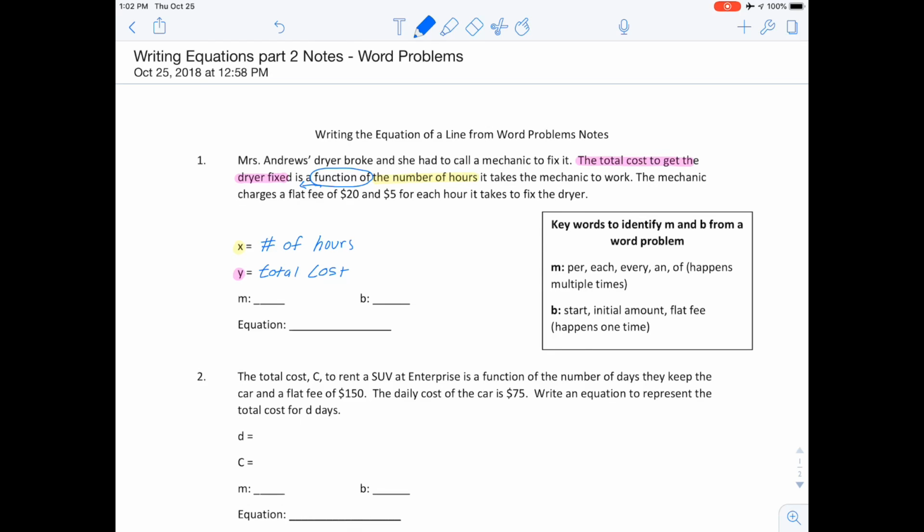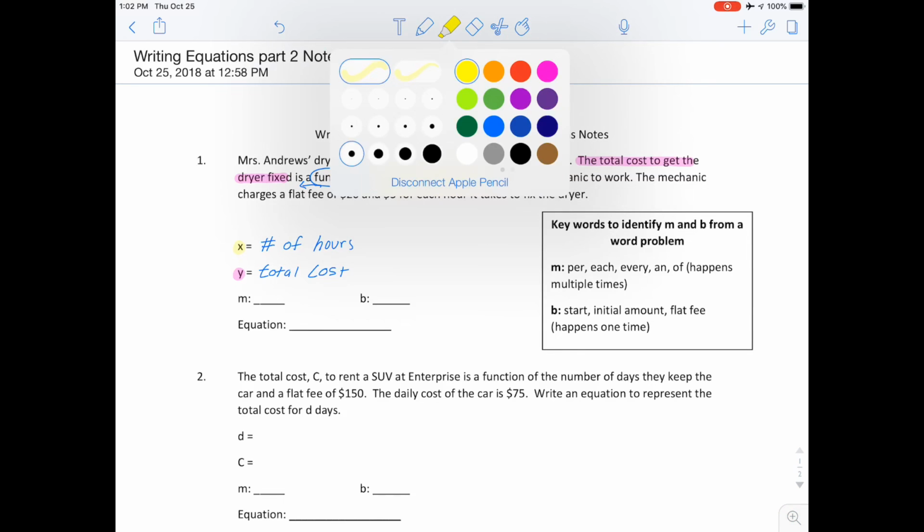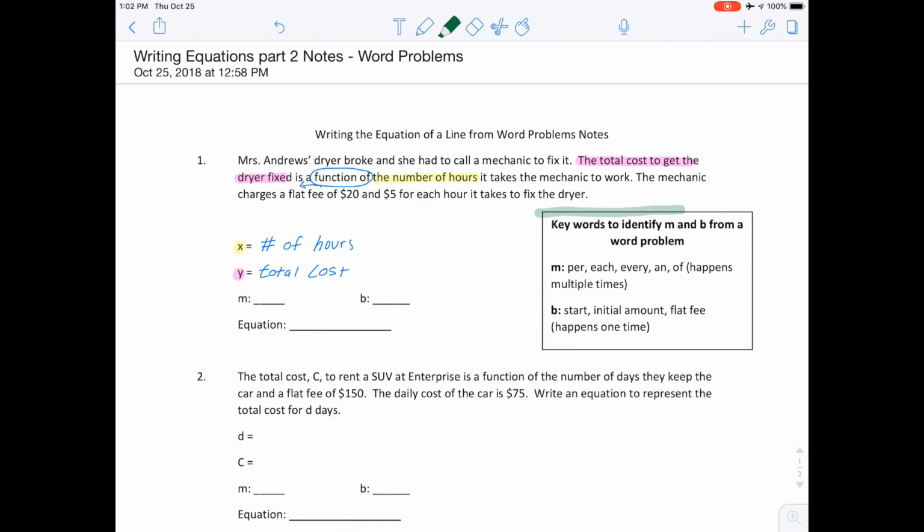Okay? All right, so now in order to write my equation, I do need to find out what m and b are. So m is my slope, b is my y-intercept. All right, so I'm going to read the rest of the problem. It says the mechanic charges a flat fee of $20 and $5 for each hour it takes to fix the dryer. So when we're identifying the slope and the y-intercept, there are some key words. So if you look at this box over here where we have put a text box, this is just some key phrases. Now, these aren't the only words you could see. It's just some key phrases to locate your slope and y-intercept.